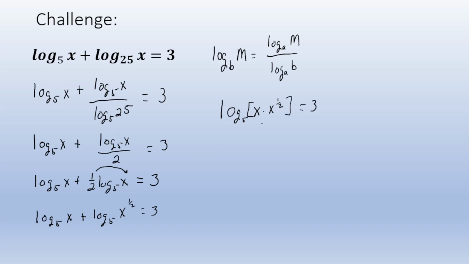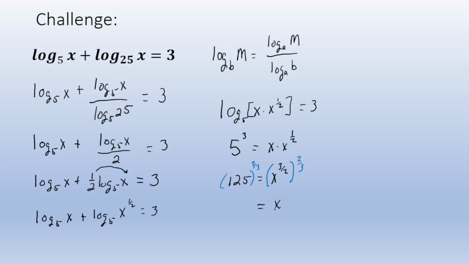Now we can convert this equation to exponential form. The exponential form would be 5 to the 3rd power equals x times x to the 1/2 power. Then we simplify the right side of the equation and the left side. 5 to the 3rd power is 125. The right side, x times x to the 1/2 power, is x to the 3/2 power. And to solve this equation, we can simply raise both sides to the 2/3 power.